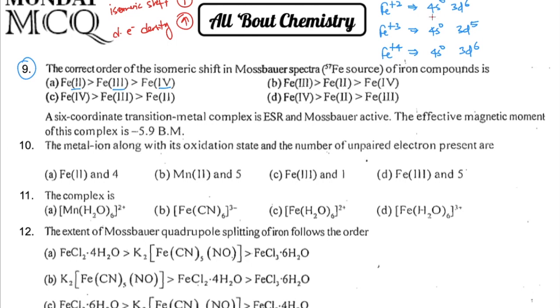Sorry, it should be 4 for +4. So based upon that, you can see that the highest number of d electrons is in iron +2, then it goes to +3, and then to +4. So the d electrons decrease, so the isomeric shift will also decrease in this order. So the correct answer for this particular question has to be option number A.